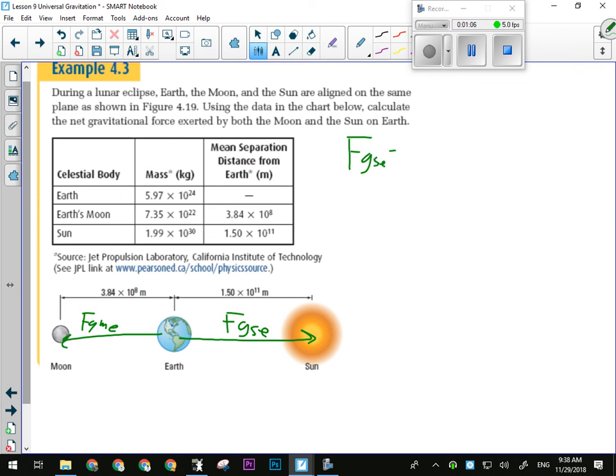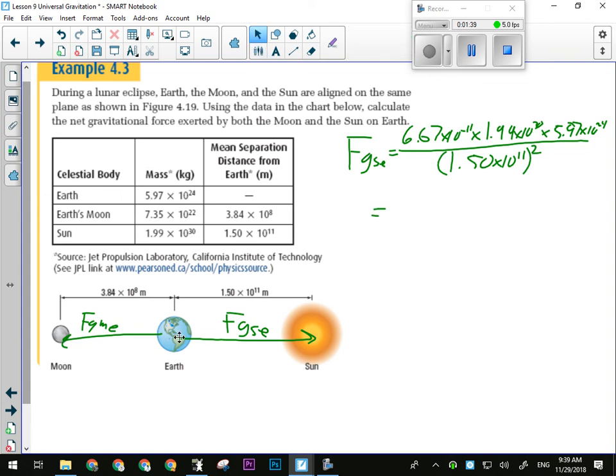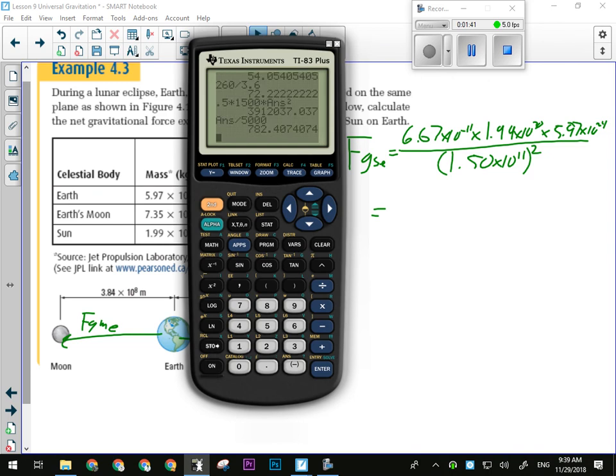The force of gravity between the sun and the Earth will be 6.67 times 10 to the minus 11, times 1.99 times 10 to the 30, that's the mass of the sun, times 5.97 times 10 to the 24 kilograms, that's the mass of the Earth, divided by 1.50 times 10 to the 11 squared, and that's the distance between the center of the Earth and the center of the sun. If I do that, I should get around 3.53 times 10 to the 22, but we'll actually get the number here.